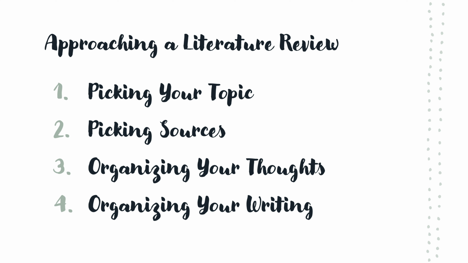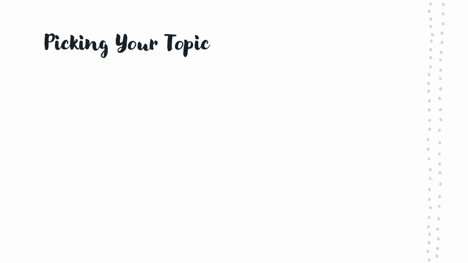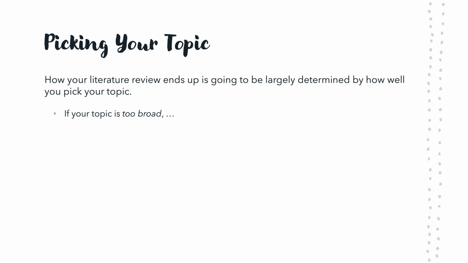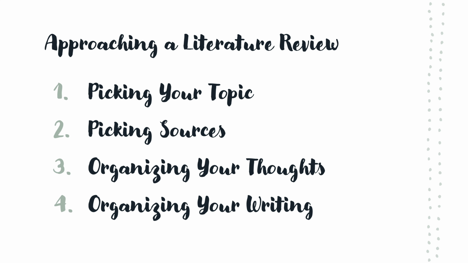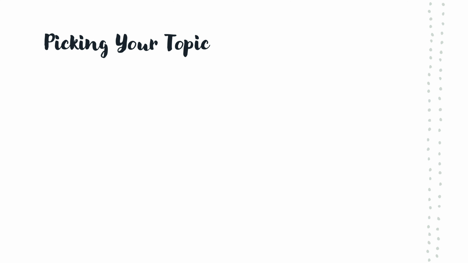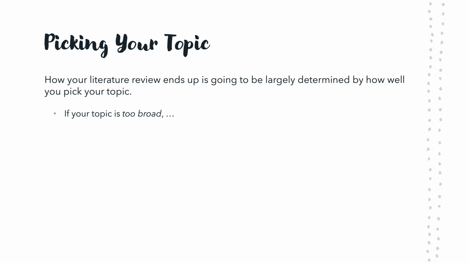So, we're going to look at 4 important ways that we need to approach a literature review. First of all, we're going to talk about picking your topic, then picking your sources, organizing your thoughts, and organizing your writing. Let's start with picking your topic. How your literature review ends up is going to be largely determined by how well you pick your topic.